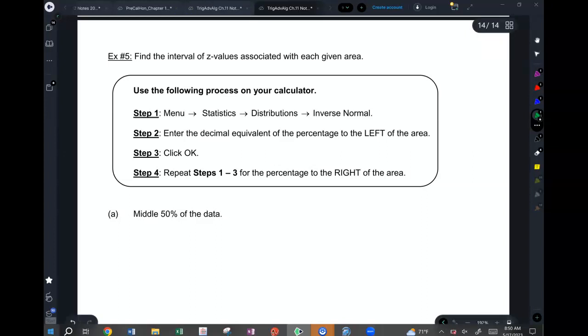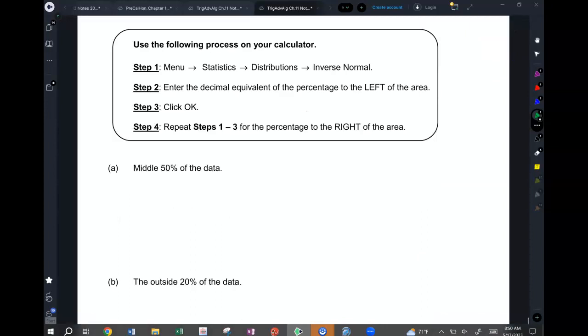Okay. So if I want the middle 50% of the data, this is what it's going to look like. Let's draw a normal distribution. Here's a normal distribution, just like you drew for your homework. What we want is the middle 50% of the data. So that's about there. That's 50% of the data.